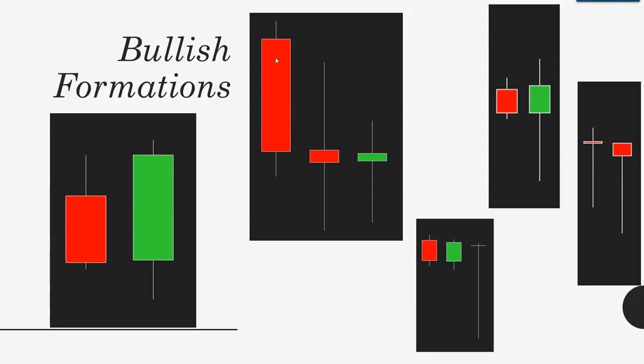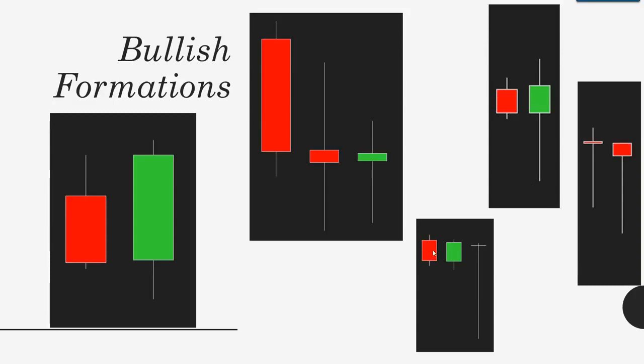Then on this formation, we have a bearish. Then we have another bearish that almost forms a doji. It closes in the middle of the bar, and it is followed by a bullish formation. Again, this bullish candlestick indicates that the next bar should go up.